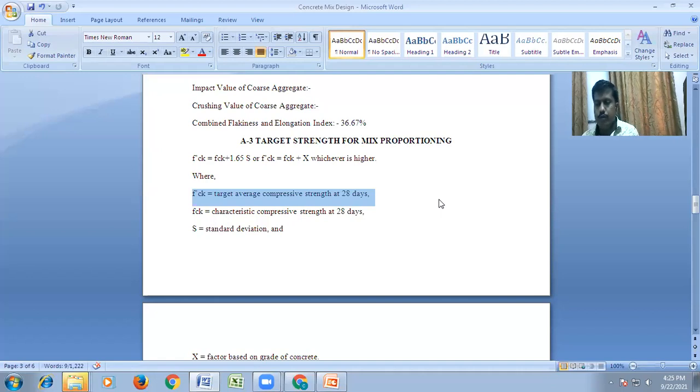So, homework for everyone. You please get the meaning of this word. What is your understanding of target mean strength?